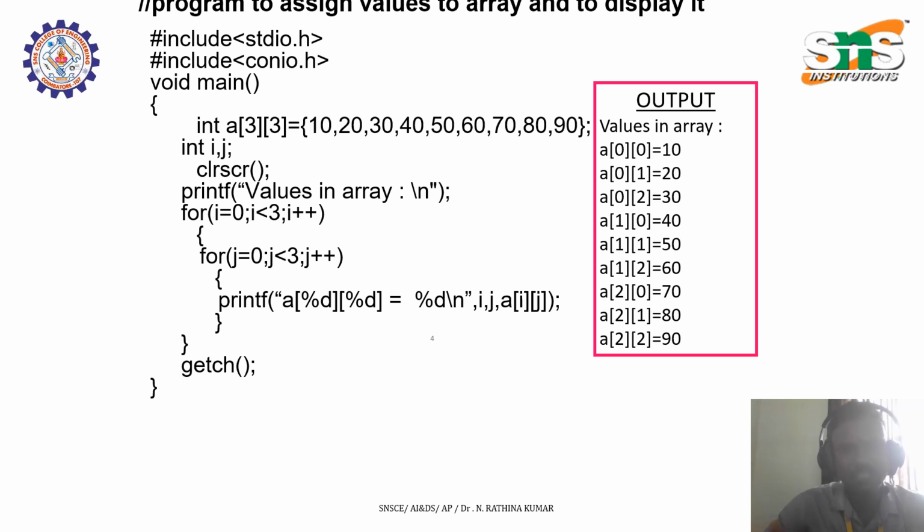What is meant by a nested for loop? A for loop located inside a for loop. That is the concept of the nested for loop. See the output of this program. a[0][0] is 10, and the value 20 is assigned to a[0][1], which means row 0, first column. That's a very simple concept, very simple logic. So that's all about two-dimensional array declaration, initialization and one simple program. Thank you.